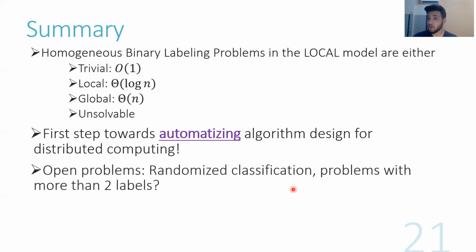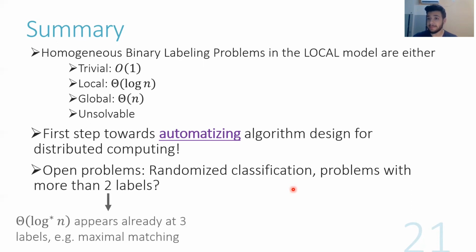And for open problems, we leave it as completing the randomized classification and considering problems with more than 2 labels. For example, when one considers 3 labels, already more complexities appear, such as log star n.